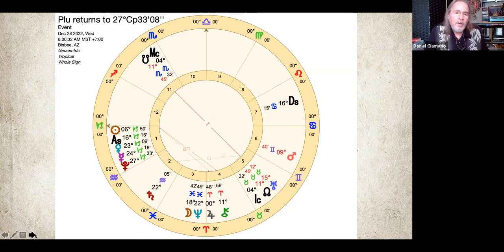Actually, if you remember that the US chart has a whole lot of stuff in Cancer, here we have the Sun and Venus and Mercury in Capricorn. I mean, the US Mercury is almost exactly opposite that. The Sun is almost exactly opposite that.